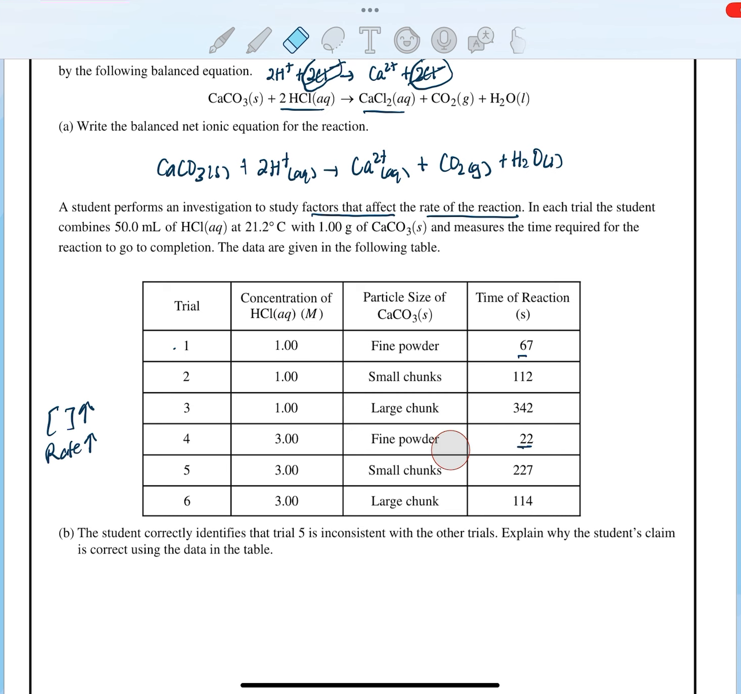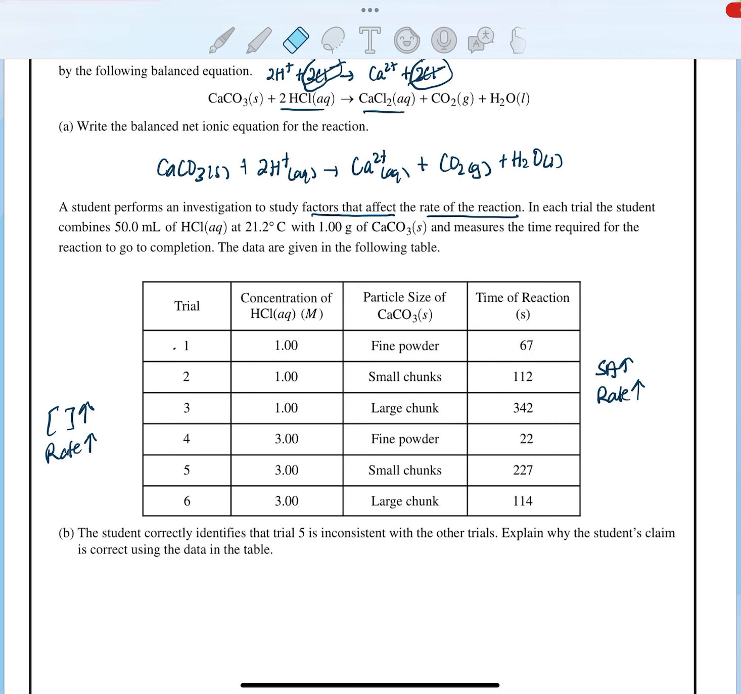In addition, particle size also is a factor. Particle size, this actually has to do with surface area. And in general, what happens is as the surface area increases, the rate of reaction also increases because you have more surfaces of that molecule or that compound available to collide. And again, we see that here. The fine powder takes 67 seconds to react, so a quicker reaction time, that means a higher rate. And then the small chunks of that powder at the same concentration took a little longer, right, at 112 seconds. So in general, those are our trends.